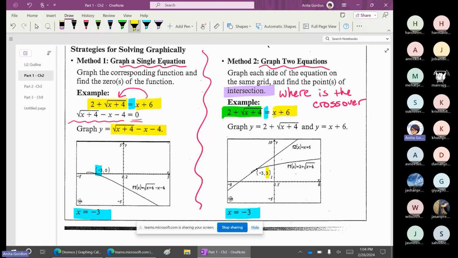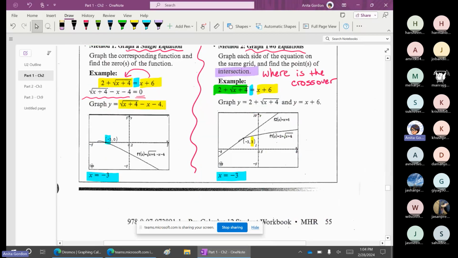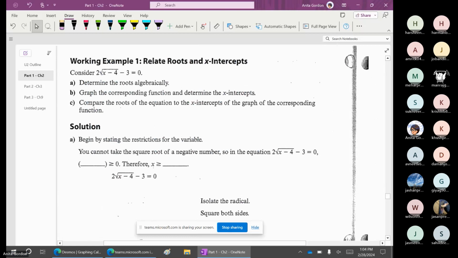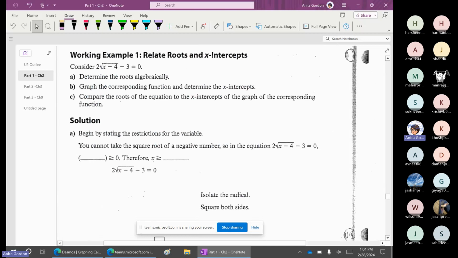All right, let's do an actual work through example here where we get to practice our skills. Okay, we're going to go through the 4 steps. Consider the equation 2 root x minus 4 minus 3 equals 0. So first step is I need to identify my restriction. What's my restriction here?